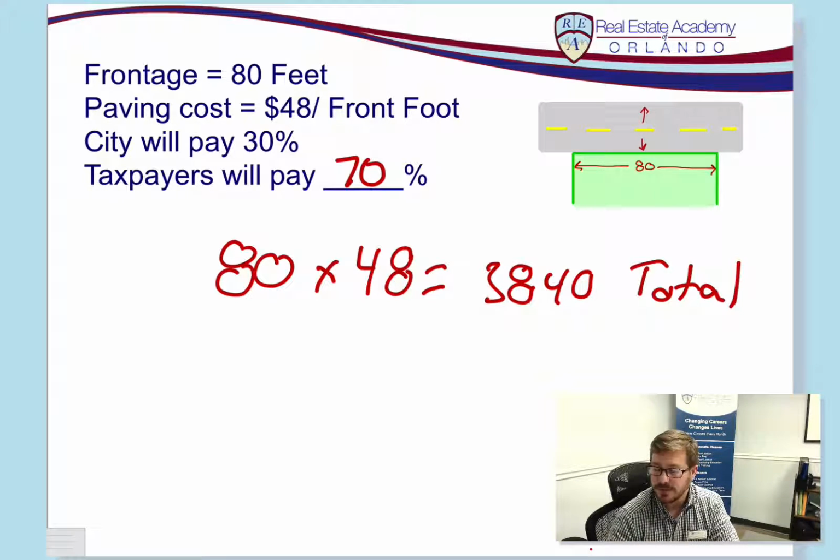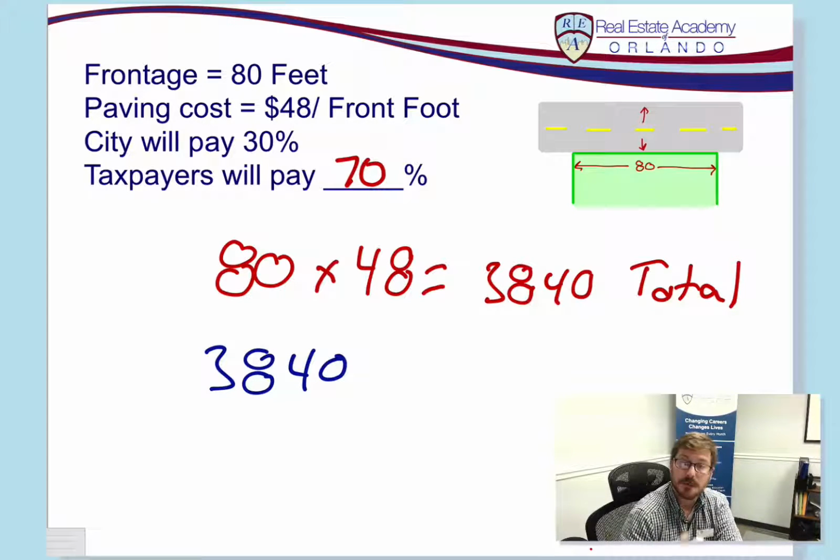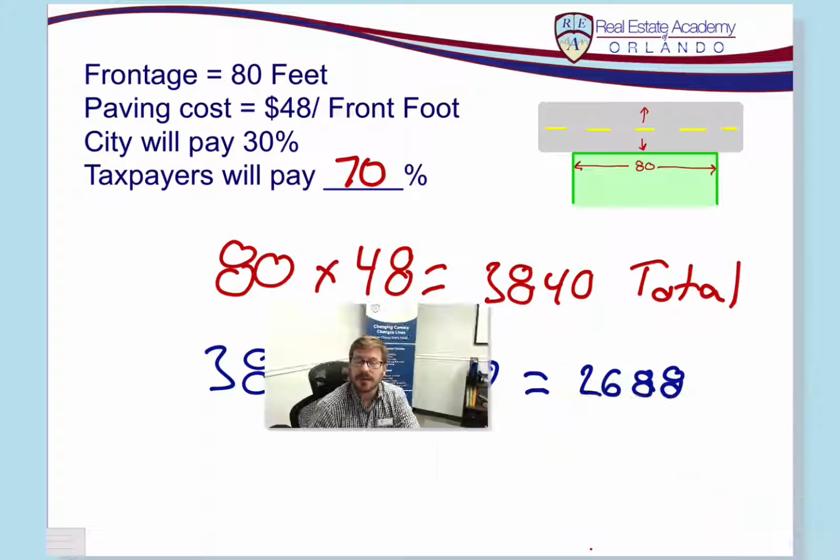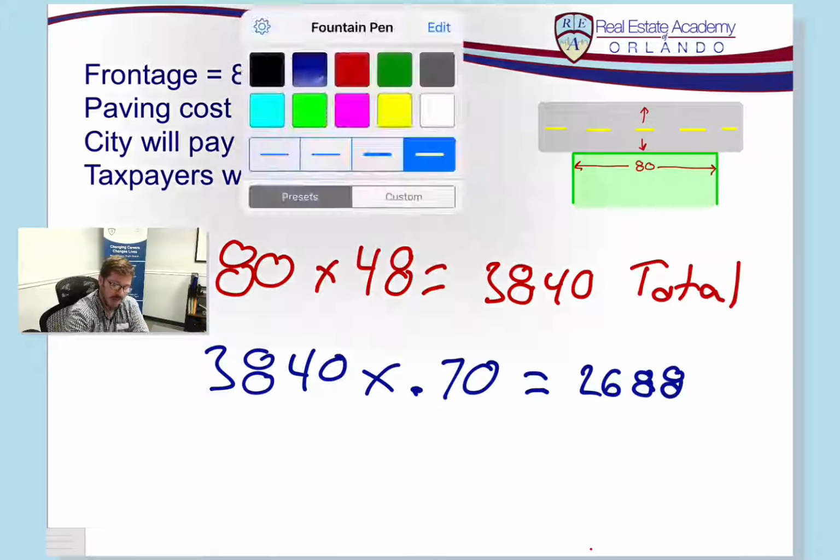This is our total cost. This is not how much we're paying though. Next, let's see what the taxpayers are paying. So if the city is paying 30%, that means the taxpayers are paying 70%. Let's take a look at what that looks like. So now we've got $3,840, our full paving costs, times 70%, and I'm using the decimal here of 0.70. You can also put this in your calculator as 70, then the percent key, then equals. That would give you the same answer. So we've got 3,840 times 0.70. That's going to give us $2,688.